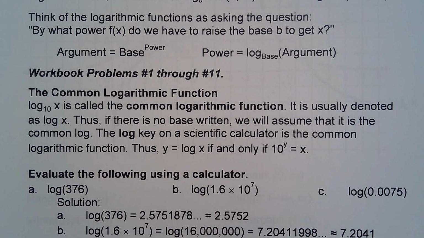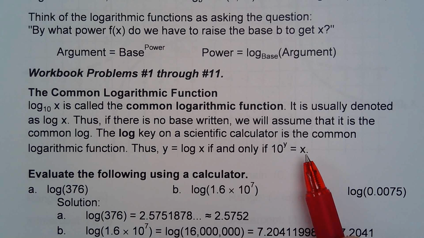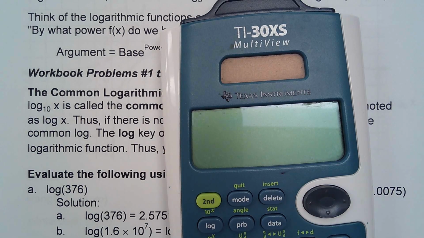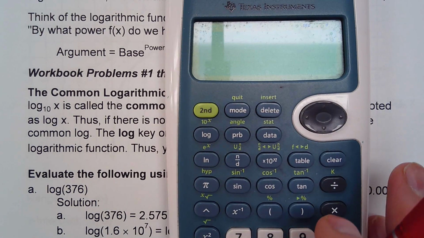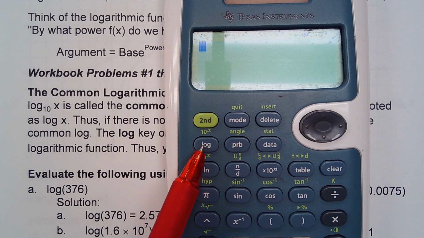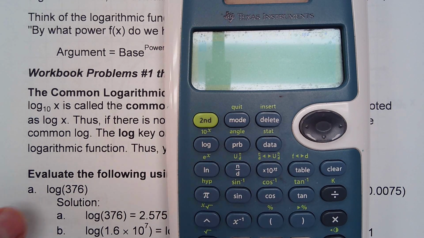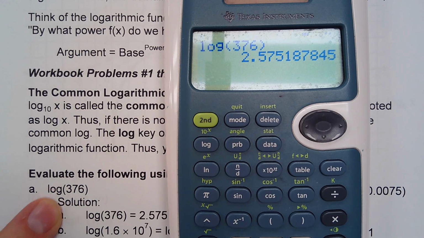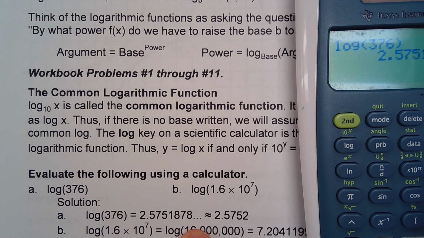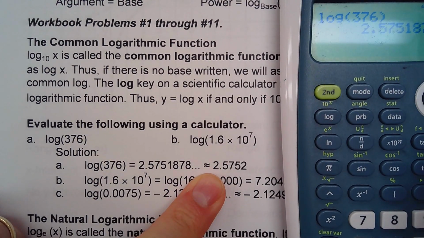The log key on the calculator is the common logarithmic function. Thus y equals log of x if and only if 10 to the y equals x. So looking at our calculator, if you have the TI-30XS, the log function, base 10, the common log function, is right underneath the second key. So if I need to find the log of 376, I would hit that log key, 376, close the parentheses, hit enter. And that'll give me my approximation. I can then round it to whatever place value they need me to.